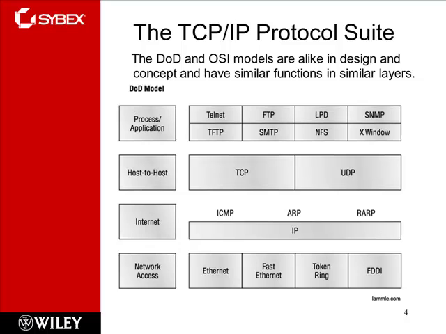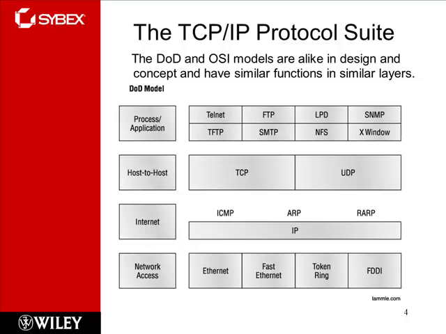So the process application layer: Telnet, TFTP, FTP, SMTP, LPD (line printer), network file system, SNMP, and X Window are things that appear at the process application layer. And again, remember, we're talking about the top 3 layers of the OSI model.